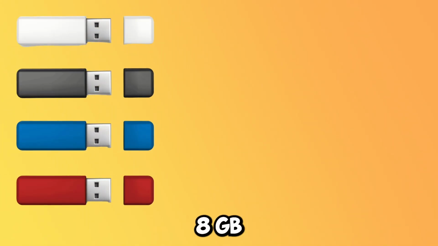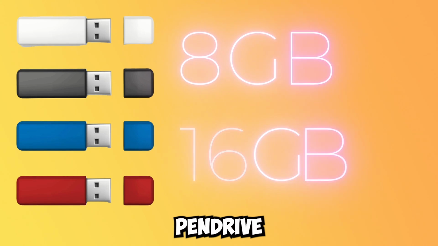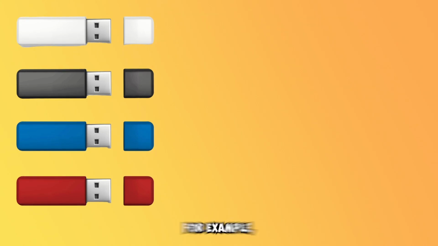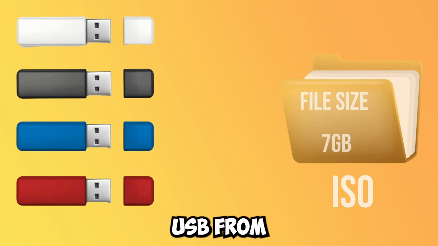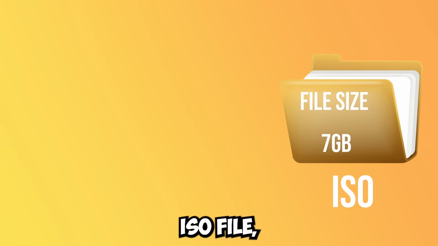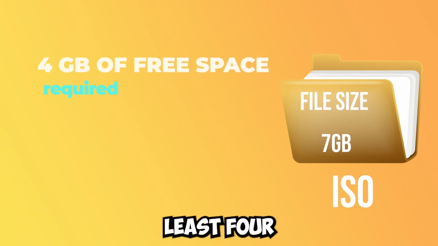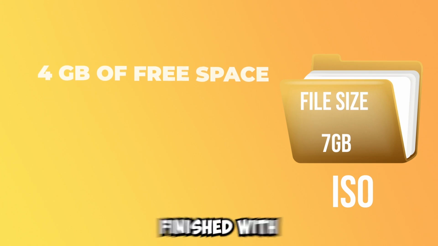Now, arrange for 8GB or 16GB pen drive to make it into a bootable USB. For example, to create a bootable USB from a 7GB ISO file, you will need a USB with at least 4GB of free space. If you are finished with all these steps, let's get into downloading.